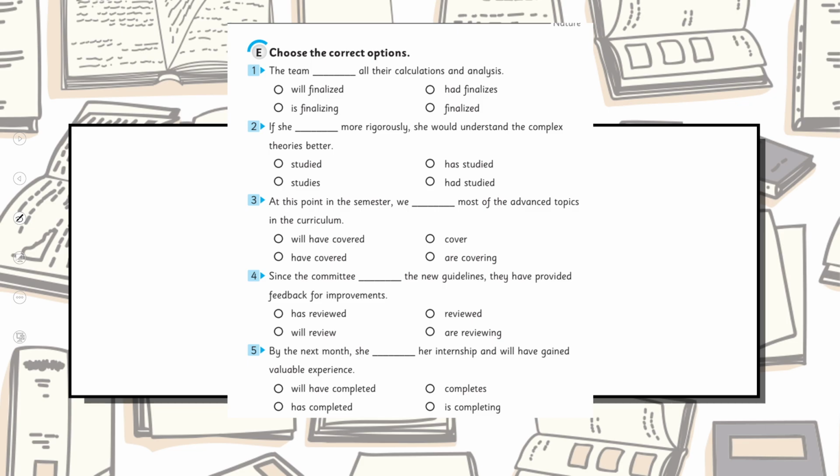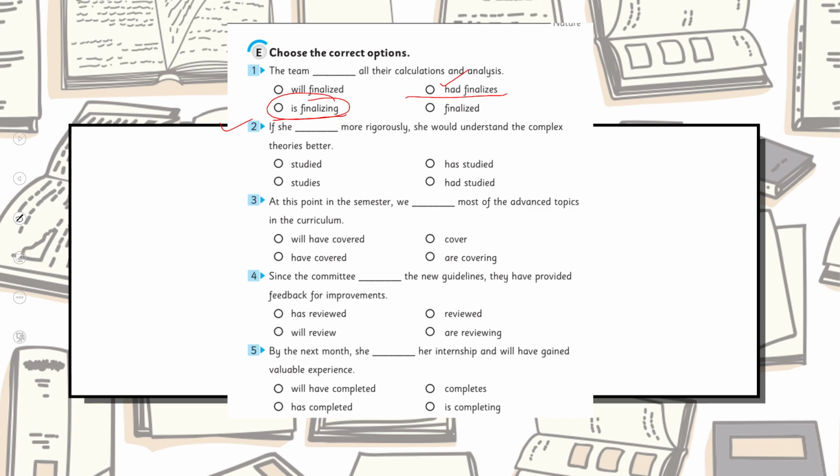Sir, had finalized. The team had finalized all their calculations and analysis. What tense is this? Sir, present perfect. No, it is not. We are talking about present. So you cannot have had here. The team is finalizing all their calculations and analysis. This is in the form of present continuous, right?